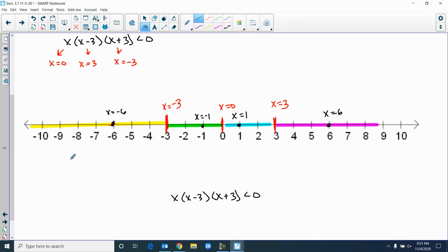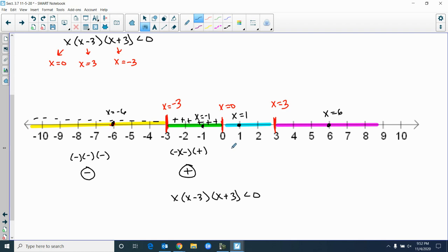Negative 6 goes in for x, which is negative. Negative 6 minus 3 is a negative 9, which is negative, and negative 6 plus 3 is another negative. 3 negatives multiply together and stay negative. So every number in here gives me a negative number. All right, negative 1 in for x will give me negative. Negative 1 minus 3 is negative 4, and negative 1 plus 3 is a positive. That gives me a positive. So everything in here is positive.